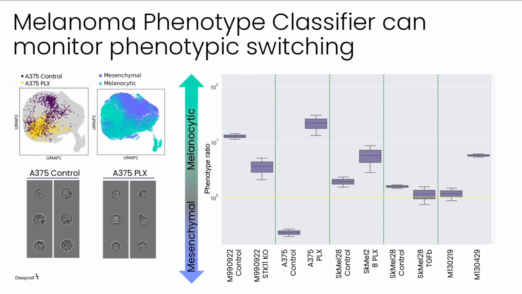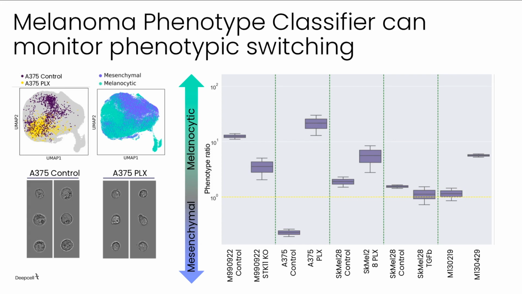Here is an example of the first perturbation that we performed. The first perturbation was the use of PLX, which is the vemurafenib that I introduced before. This is a BRAF inhibitor that targets the oncogene BRAF. And this leads to a shift from a more mesenchymal phenotype to a melanocytic phenotype. And this is exactly what we see if we use our classifier.